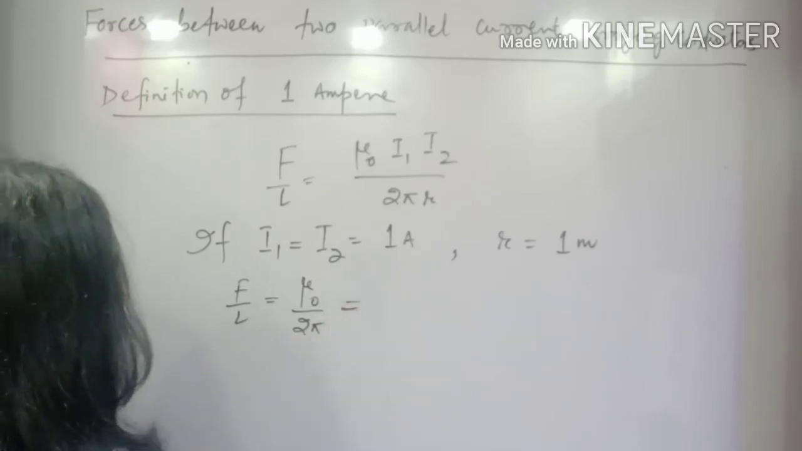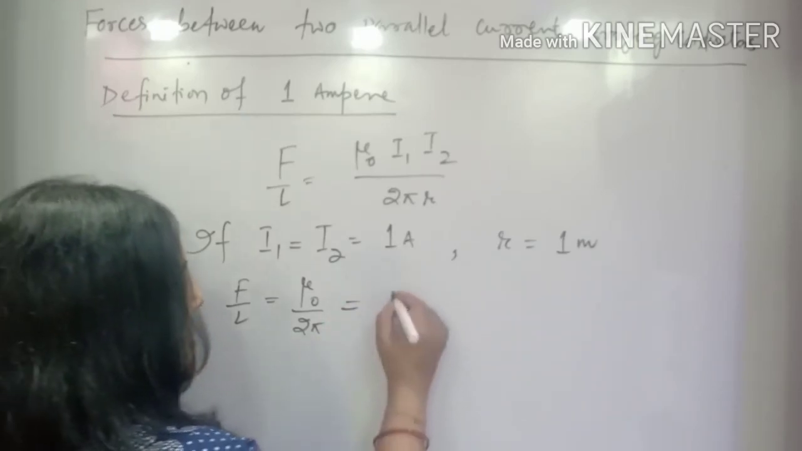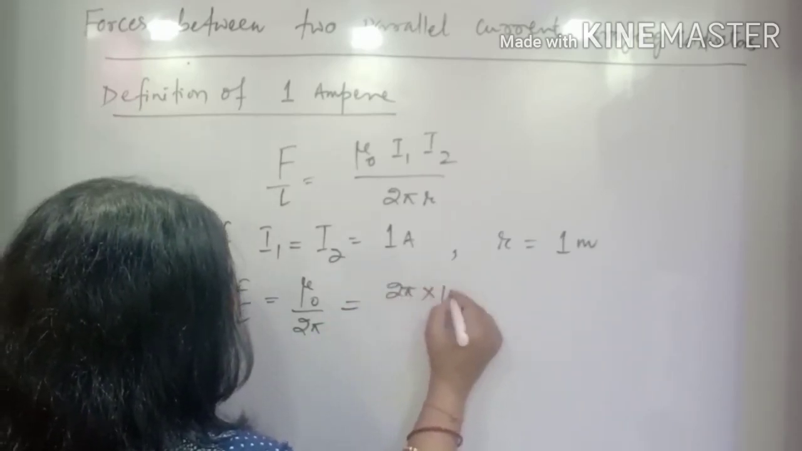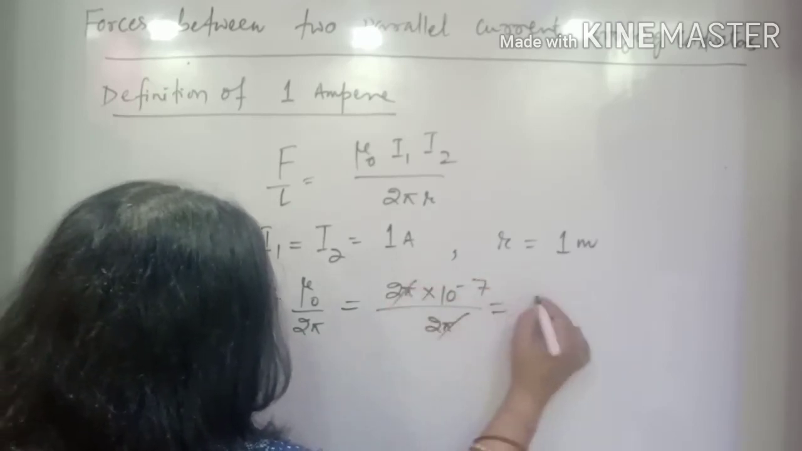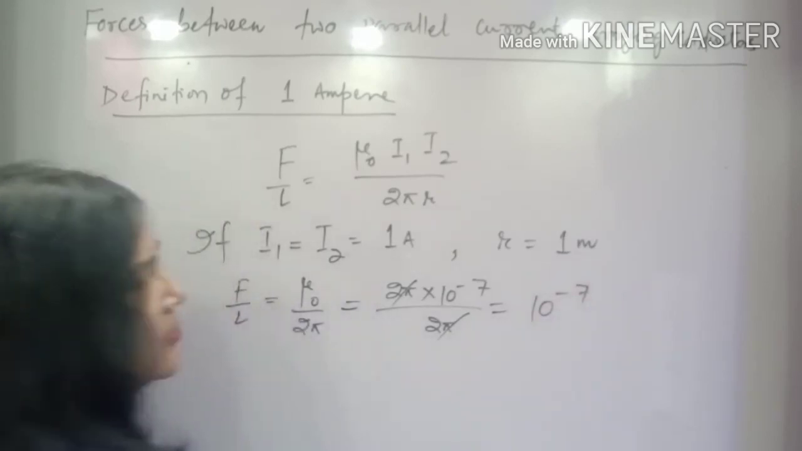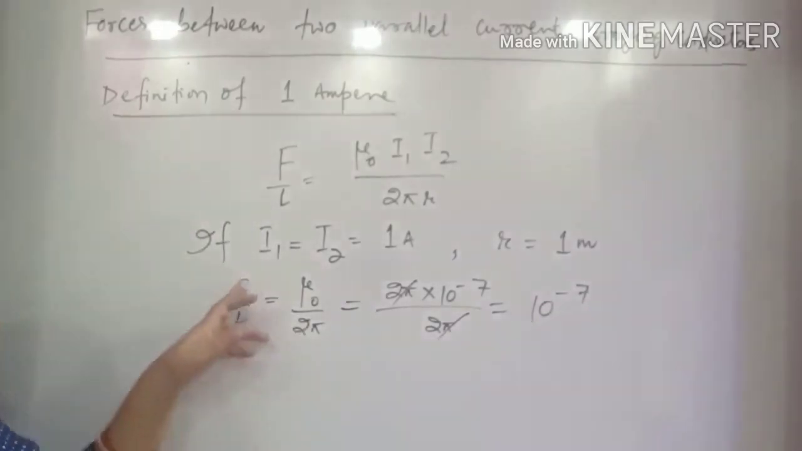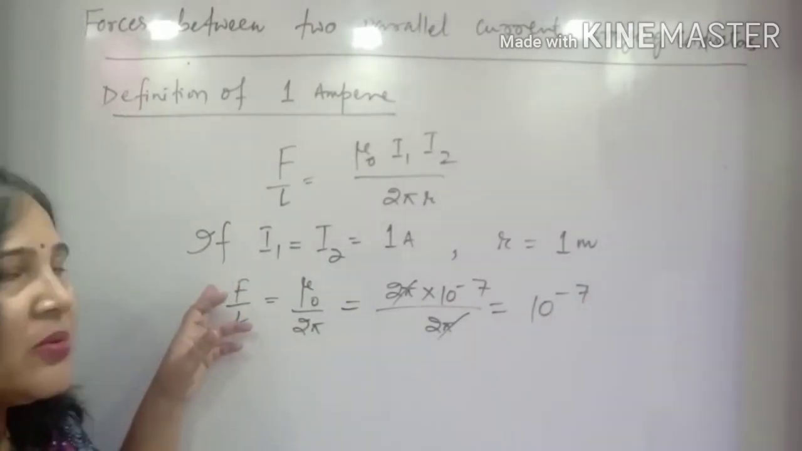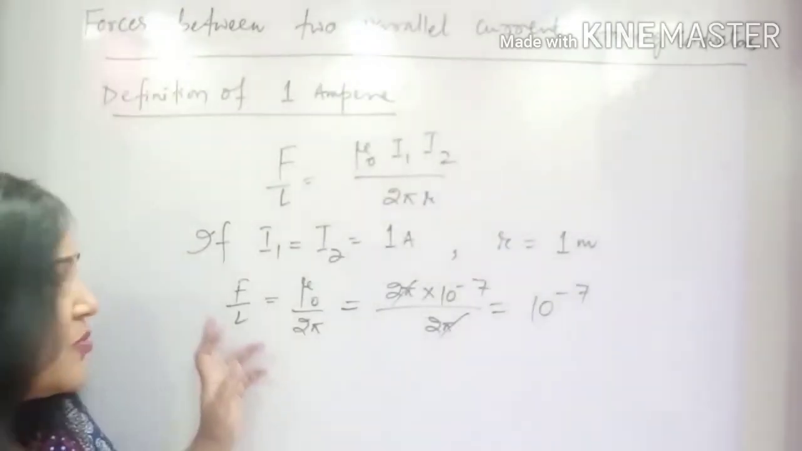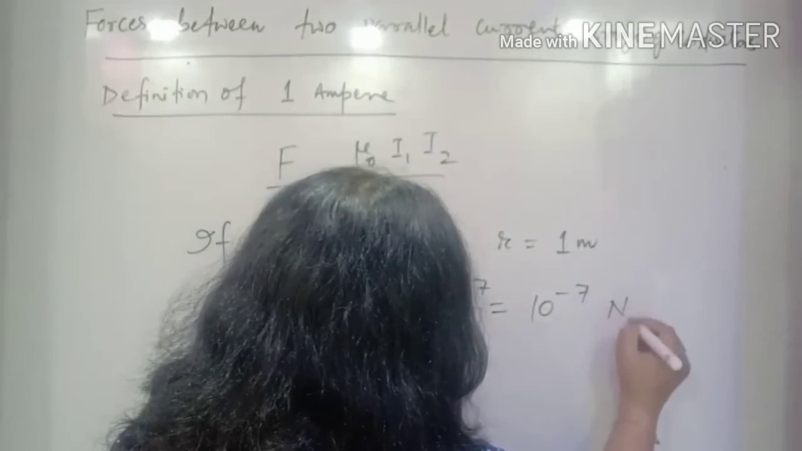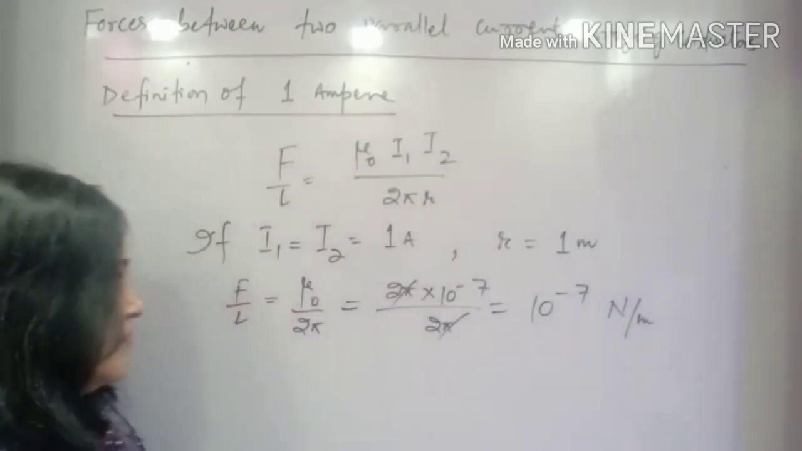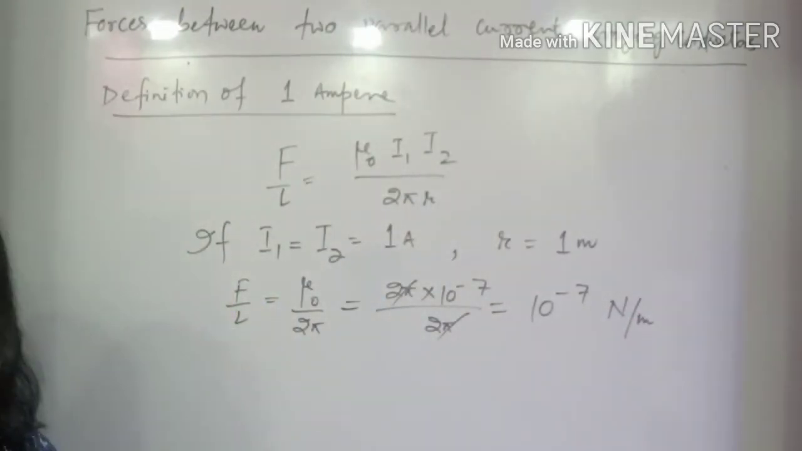Now what is mu naught's expression? Mu naught value is 4 pi into 10 to the power minus 7, divided by 2 pi. 2 pi gets cancelled. So what are we getting? This is 10 to the power minus 7. This is F by L, where F is force, and L is the length. So force per unit length value comes to be 10 to the power minus 7 Newton per meter. Force is Newton, L is meter.